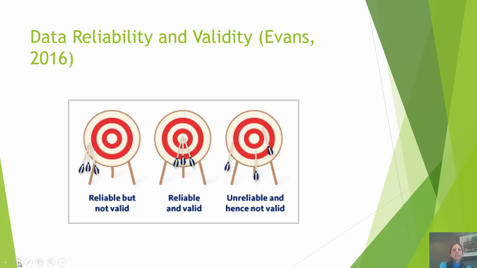On the left-hand side, you can see that the data is reliable. The arrows keep going to the exact same place. So we are predictably getting to the same place, but it's not the right place. It needed to be the bullseye. On the far right, it's unreliable and not valid. So in this particular case, the data is not measuring what we wanted to, and it's not even clustered. Reliable and valid means it's measuring what we want to, which is it's in the bullseye, and that all three arrows are very close together, and that's the reliable part. So hopefully that visual helps you.